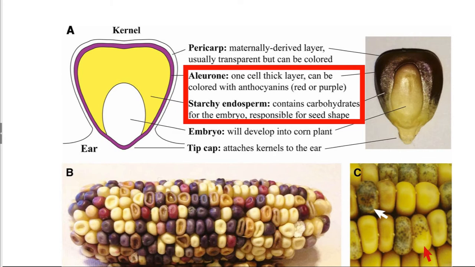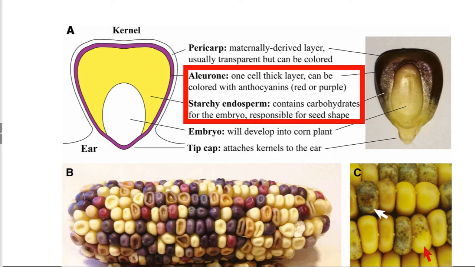So just to orient you a little bit to the anatomy of corn, an individual corn kernel has several different layers to it. The outermost layer, the pericarp, is maternally derived, and so we're not going to really look at this because we're looking at the genetics of the offspring, not the mother. The next layer down in a corn kernel is called the aleurone, and this is basically one cell thick, and it can be colored with anthocyanins, which are red or purple pigments.